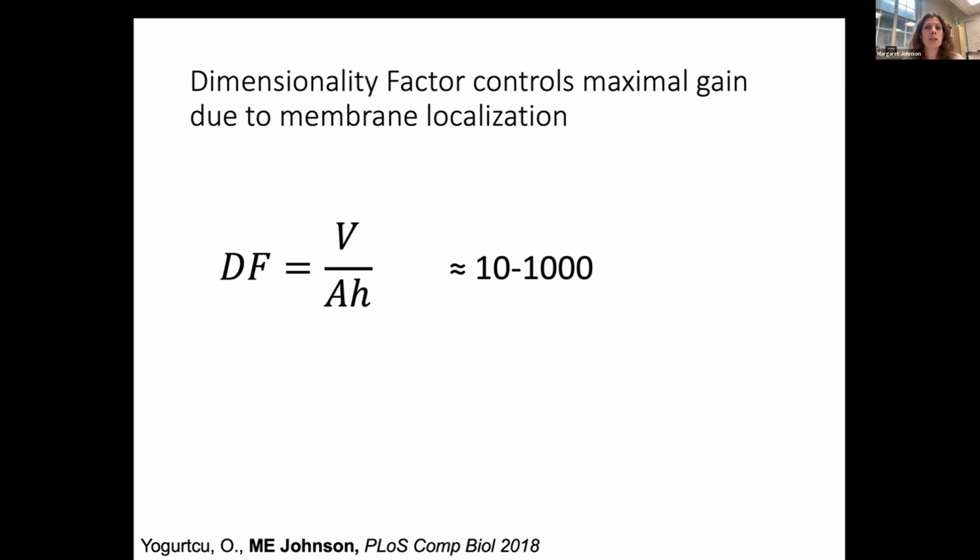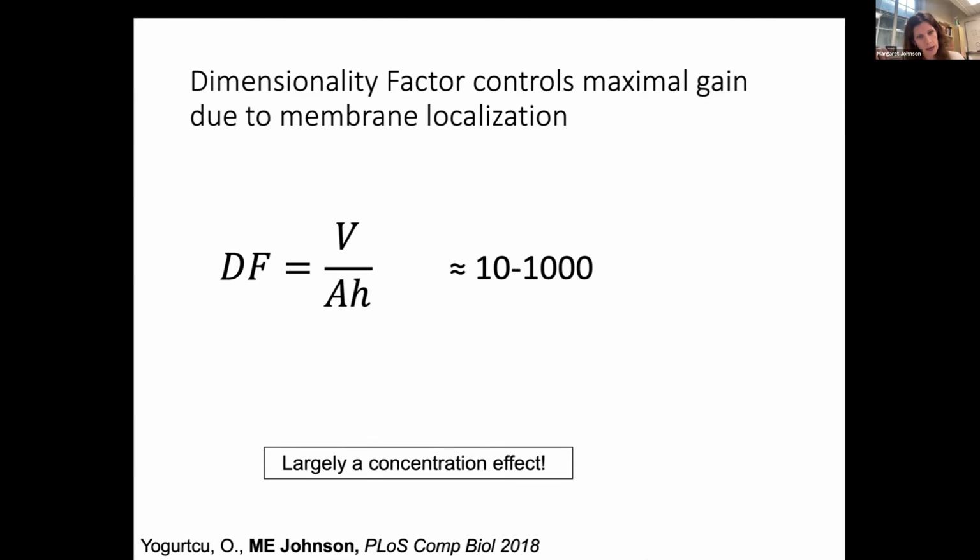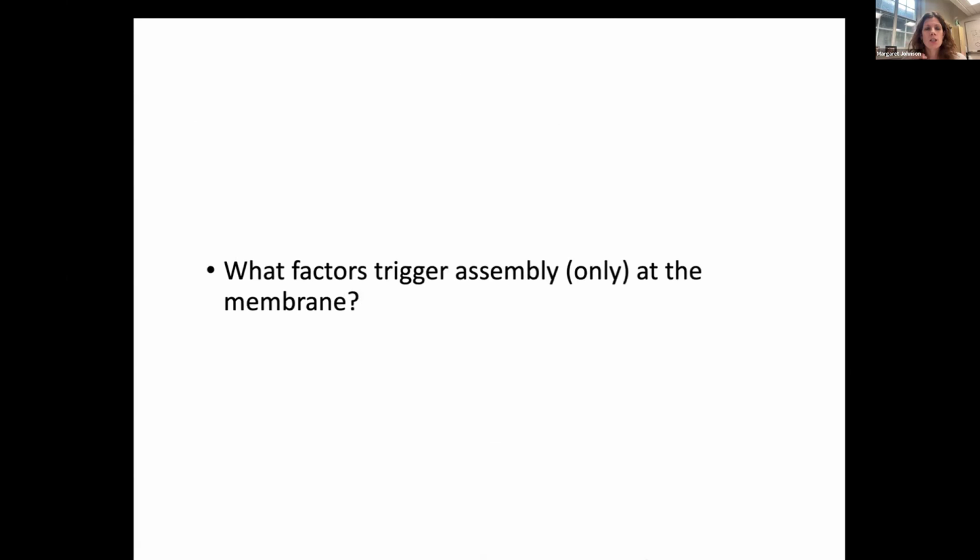and you can think about this as a multiple of your equilibrium constant. So like 1,000 times stronger interaction is really going to drive binding. It's largely a concentration effect, although of course it's not completely independent of this change in the binding affinities. So that is a somewhat lengthy introduction to the fact that you can trigger assembly only at the membrane, and it should be very sensitive to these dimensionality factors, right? Because you can make it much more likely to bind to each other if you're in this two-dimensional environment.